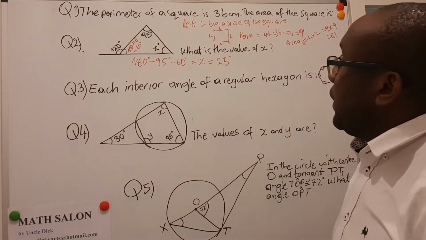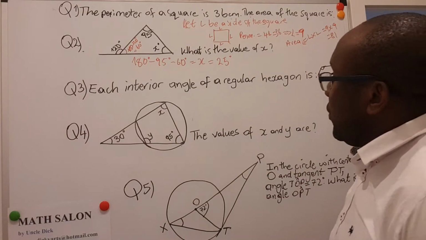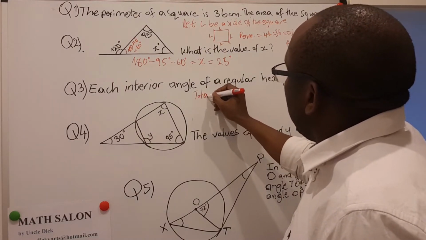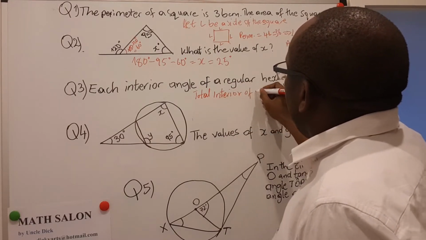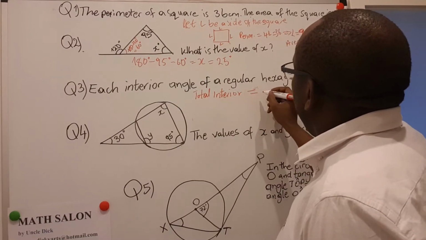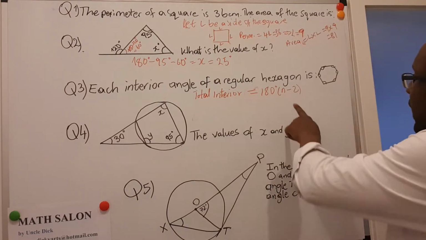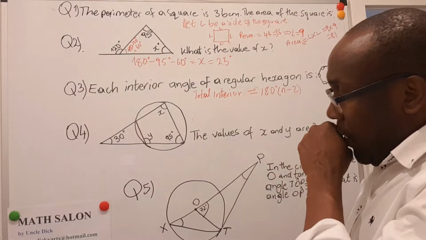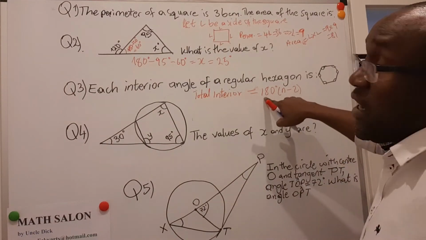Question number 3. Each interior angle of a regular hexagon is, so we know that the total interior angles of a regular figure is equal to 180 degrees times n minus 2, where n is the number of sides of the figure. So if we take, for example, an equilateral triangle, then it has 3 equal sides, and that is 3 minus 2 times 180, that's 180.